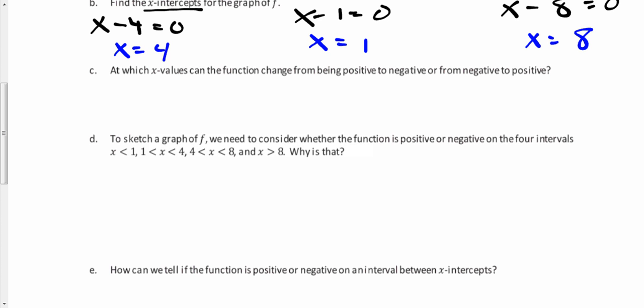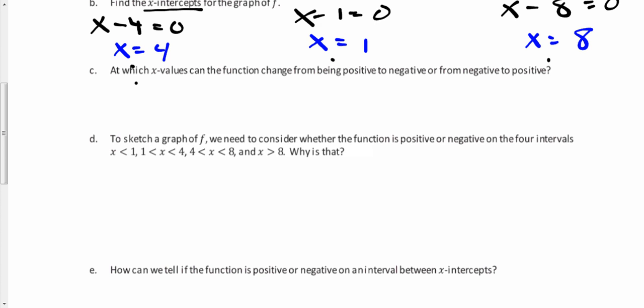So, to sketch a graph of this, we need to consider where the function is positive and where the function is negative. So I need to look at values between 4, 1, and 8. Okay? I need to consider that because I know it's 0 here. And I know it's 0 here, and I know it's 0 here. But what does it do in between? So let's pick a number between 1 and 4.